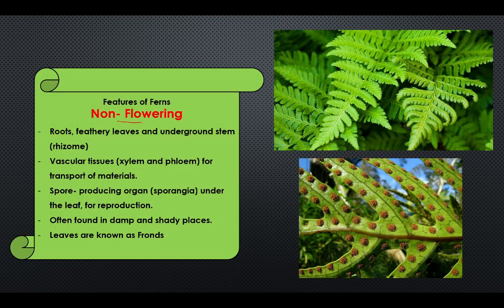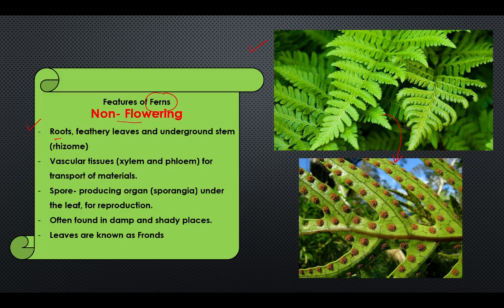First of all, in non-flowering plants, we will discuss one example, that is of ferns. As you can see in the image, the ferns usually contain leaves. They do not bear any flowers. So how do they reproduce? They reproduce by spores, which are usually present below their surfaces. So let's have a look at the characteristic features of the non-flowering plants.